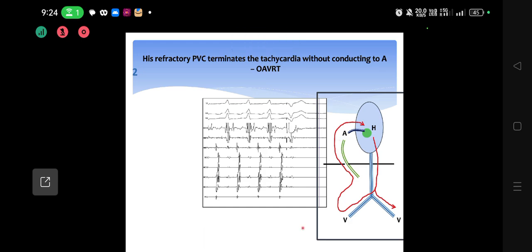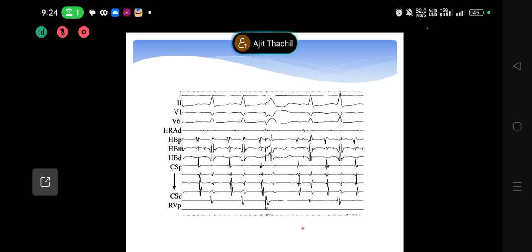So you have to demonstrate this more than once. If it happens more than once, it's not a chance. If it happens once, it may be by chance. So if a His-refractory PVC terminates the tachycardia without conducting to the atrium, this is again an orthodromic AV re-entry using an accessory pathway. Now what is happening here?